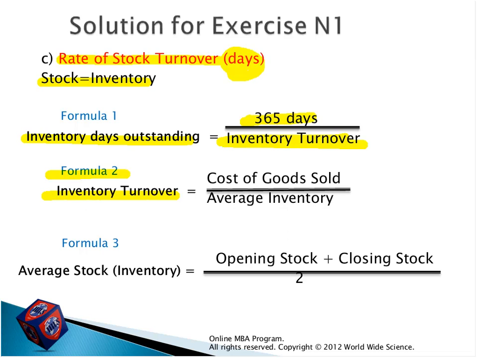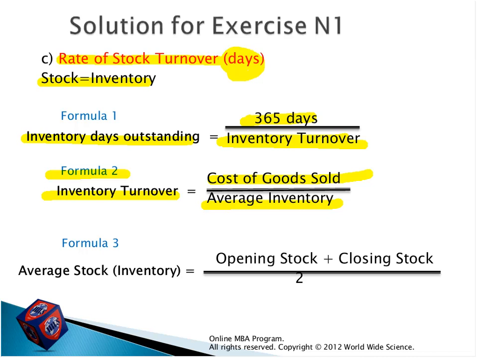So take your cost of goods sold from the income statement and divide it by your average inventory, or just inventory. If you have no inventory at the beginning and the end of the year, just an item called inventory or stock, you take this item. But if you have opening stock and closing stock, or inventory at the beginning of the year and at the end of the year, we must get the average inventory.